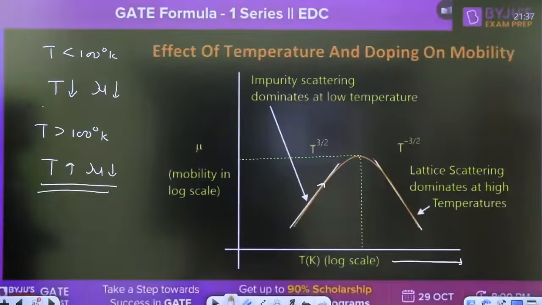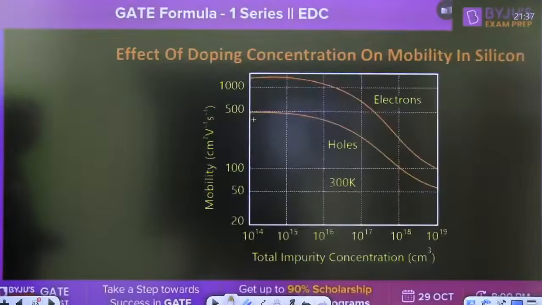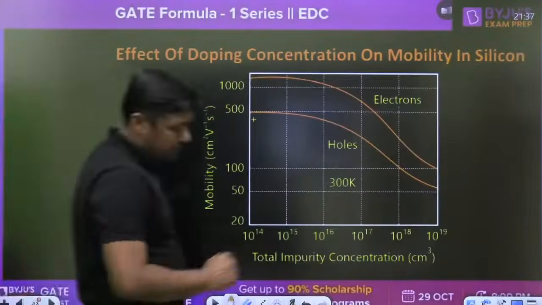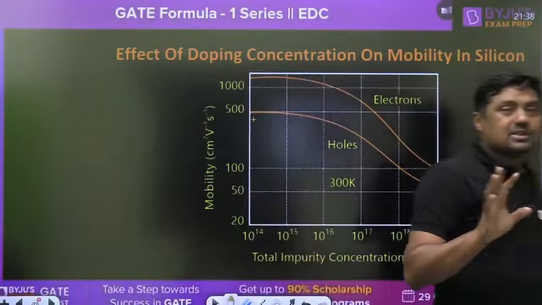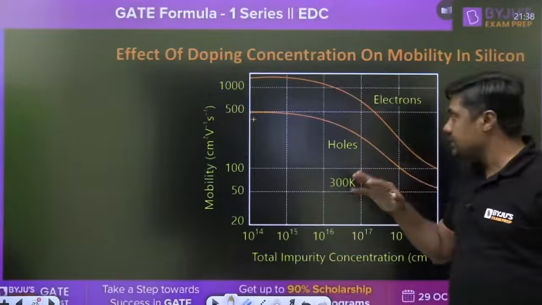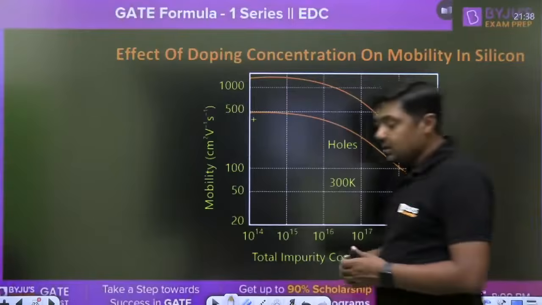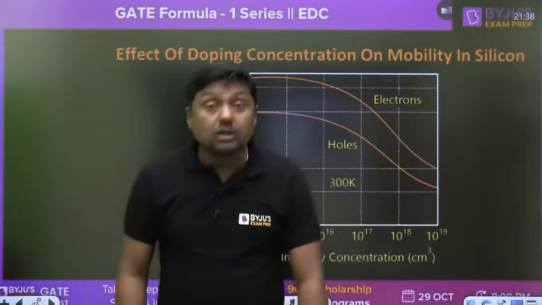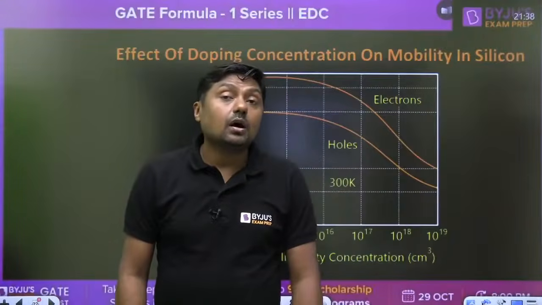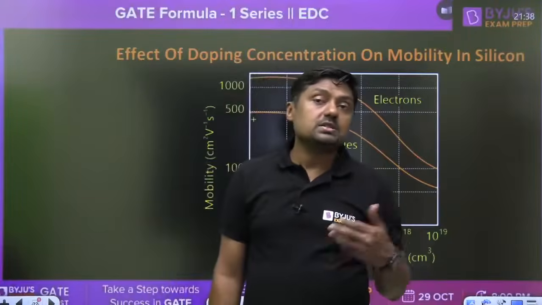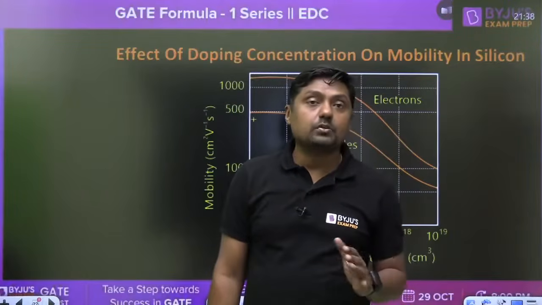Now, this is about the temperature. Then watch this diagram carefully, again at room temperature, 300 degree Kelvin. Suppose we are saying that impurity scattering will not affect the system at 300 degree Kelvin because it is effective at low temperature.